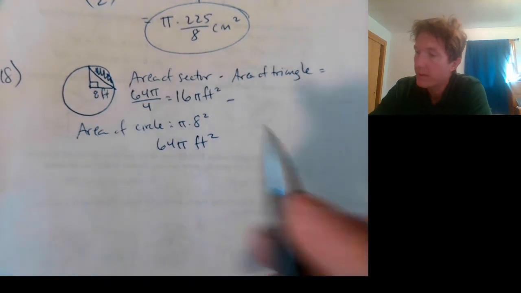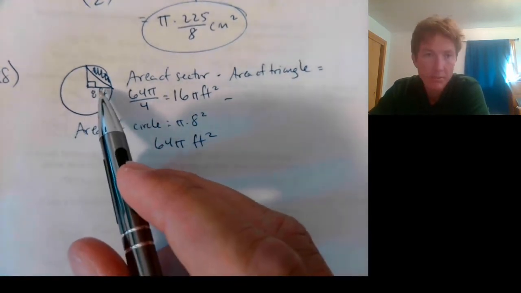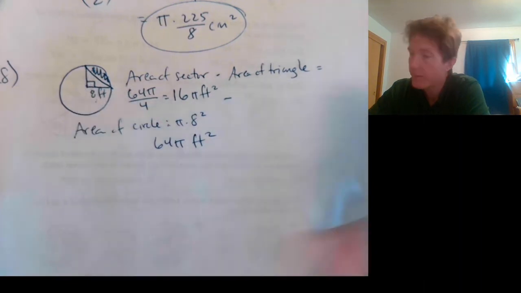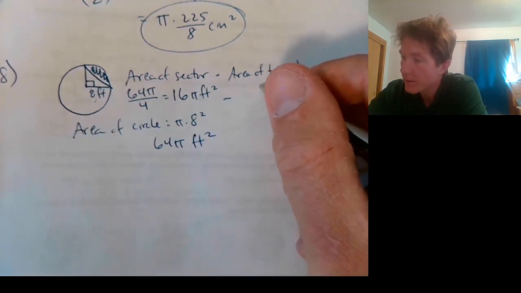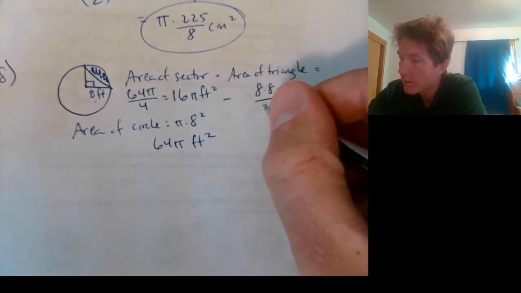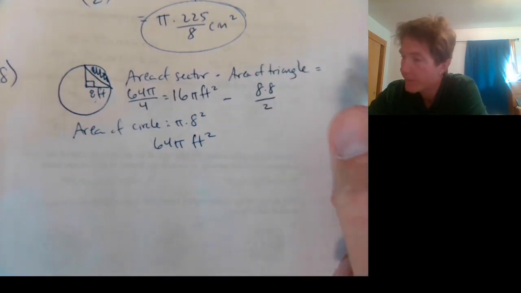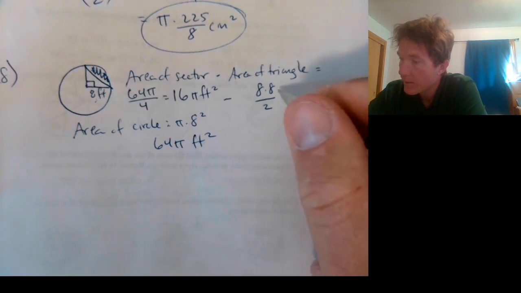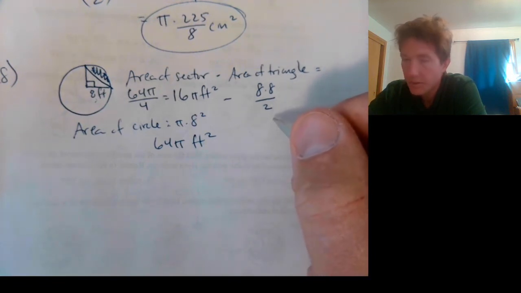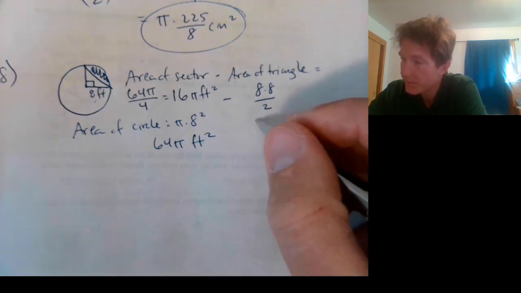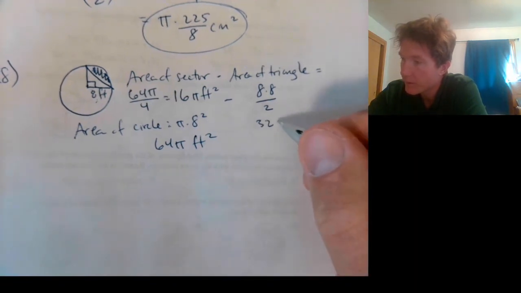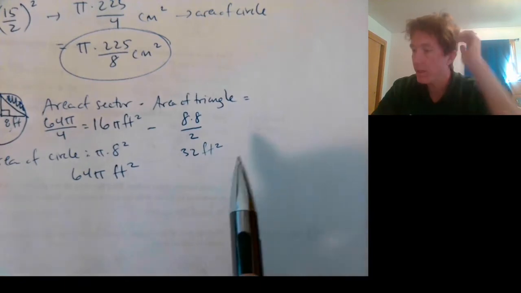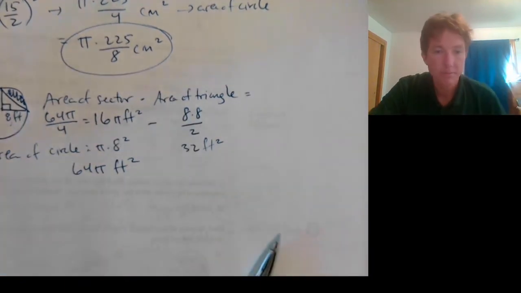Next, I'll subtract the area of the triangle, which is 1/2 base times height. My base and my height are both 8. So that'll be 8 times 8 times 1/2. Okay, so that is going to be 64 divided by 2, so it's 32 feet squared. My final answer is going to be 16 pi minus 32.